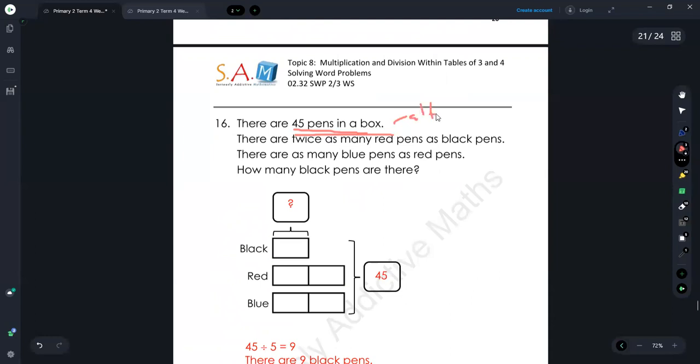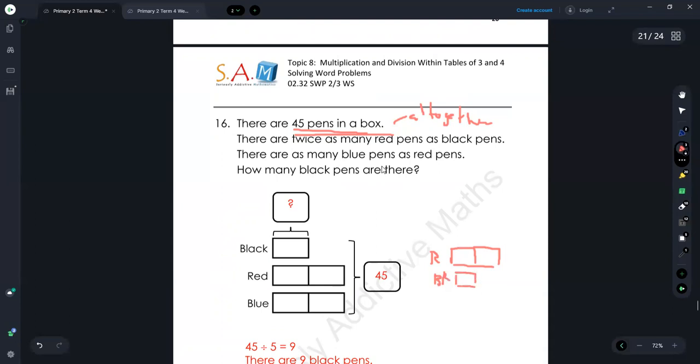This is a comparison model. You can't draw all together for now. So there are twice as many red pens as black pens. This is what they can do. Twice as many. Twice means 2 times. So red pens 2 times, right? Black pen 1 time.